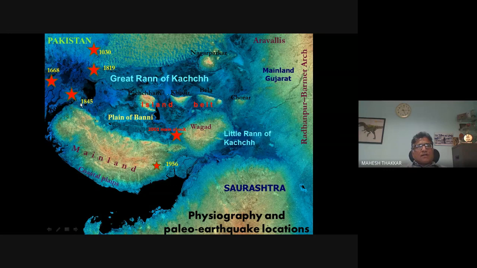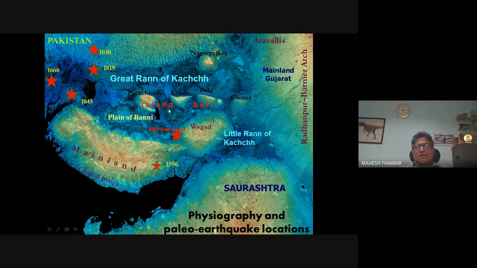1845 is called the Kori Creek earthquake. Then 1819 called the Allah Bund earthquake. You can see a small feature within the Great Rann of Kutch. Okay, just remember this. In the next slide, I will show you more elaborately. 1668 Debal earthquake and 1030 earthquake in Pakistan, Indus earthquake. I think it is called the Indus earthquake. There are many. I have not included most of the earthquakes.